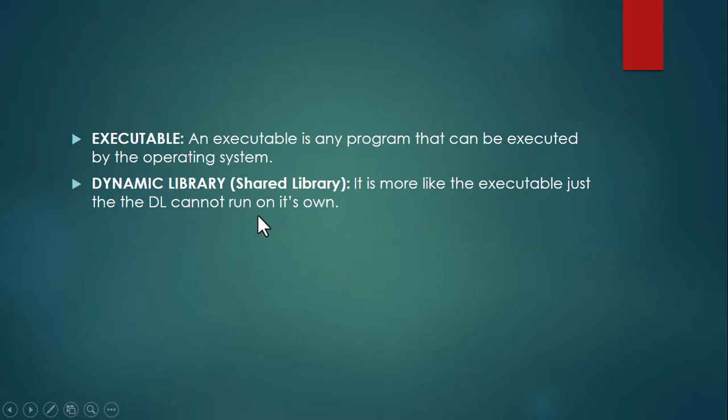Other important things are executables. An executable is any program you have written that can be executed by the operating system. We also have the dynamic library, or shared library. It is more like the executable, except that the dynamic library cannot run on its own. It will need some third parties before it can run.